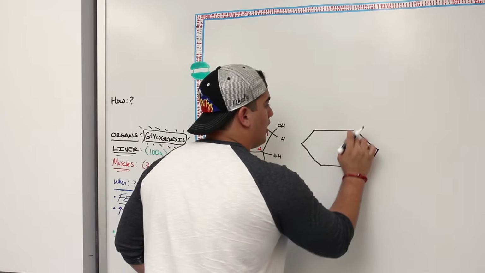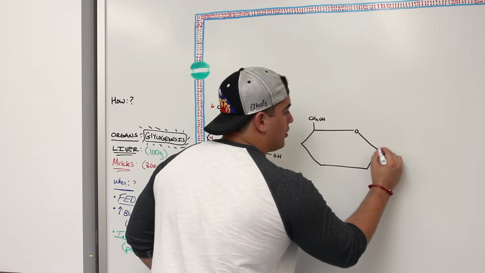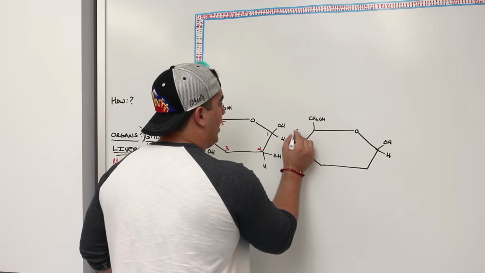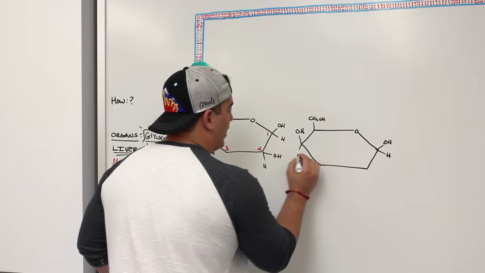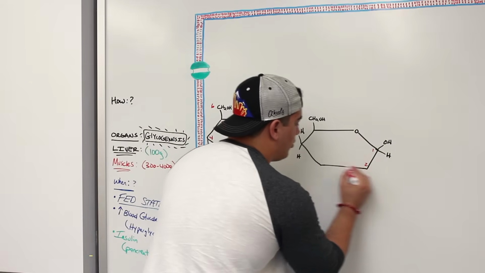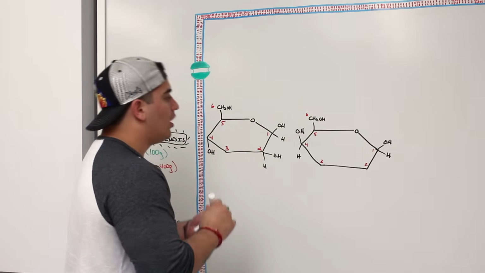And then here should be an oxygen. Here should be our CH2OH. Here should be the OH, hydrogen, and what did I say over here? Specifically, you should have an OH and a hydrogen right there. And again, what is this carbon here? This is 1 carbon, 2 carbon, 3 carbon, 4 carbon, 5 carbon, 6 carbon.